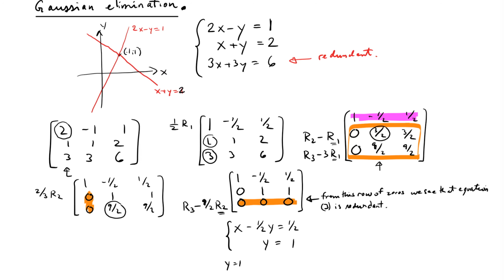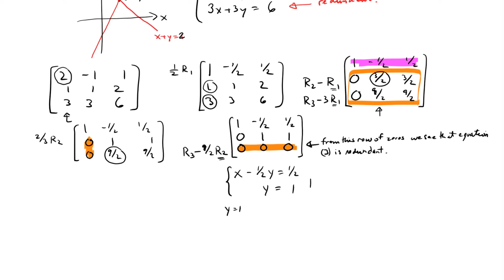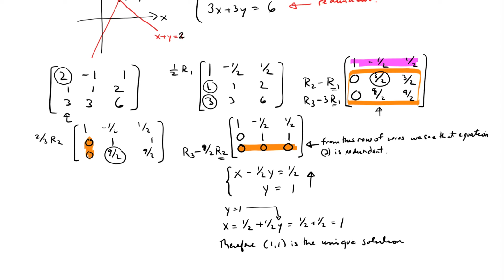And then after that, I'm going to move up like that. And after that, I solve for x. x is 1/2 plus 1/2 of y. And I'm going to replace y by 1. So that's 1/2 plus 1/2, which is 1. So therefore, 1, 1 is the unique solution. And that's it.